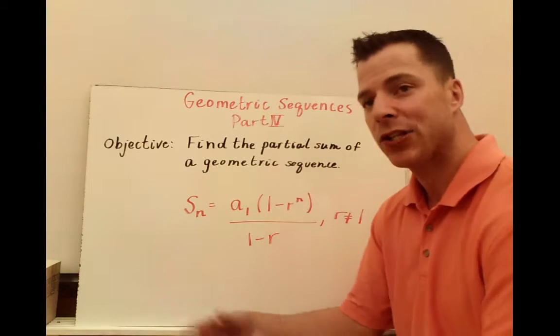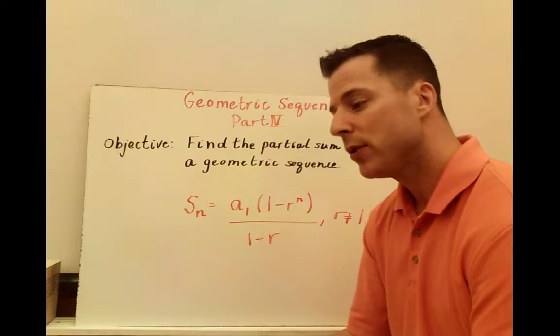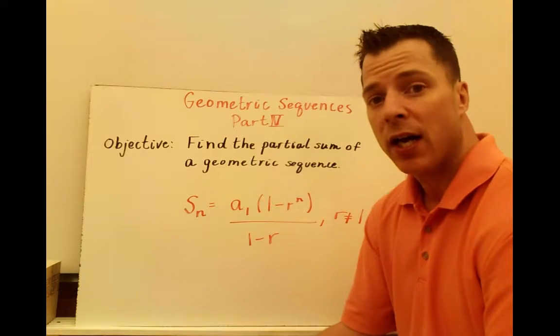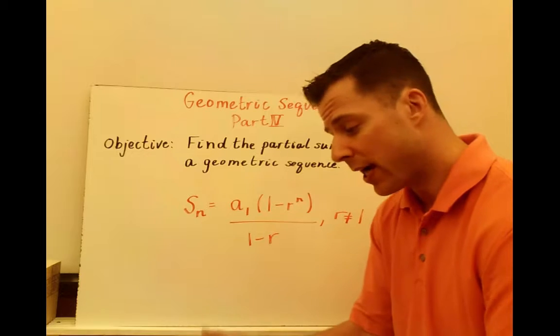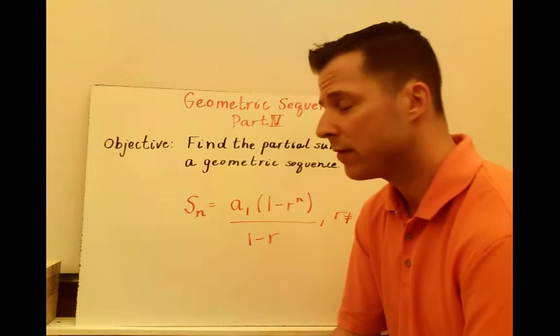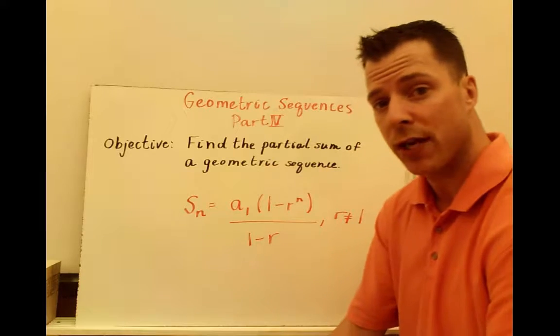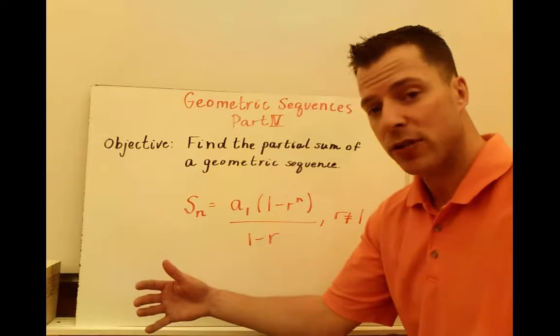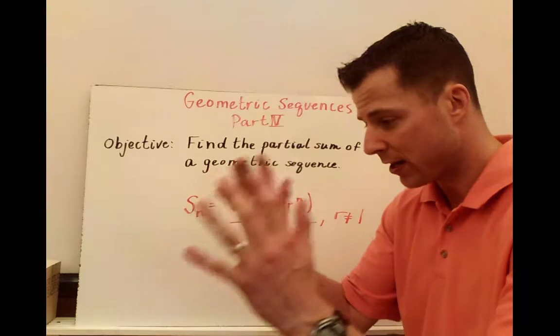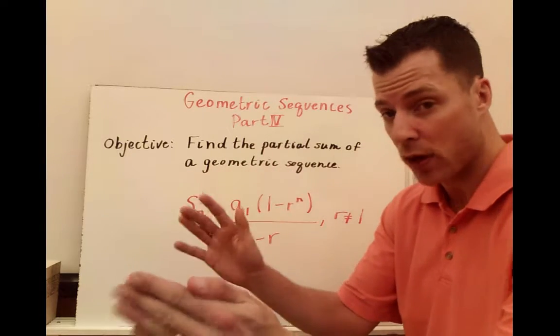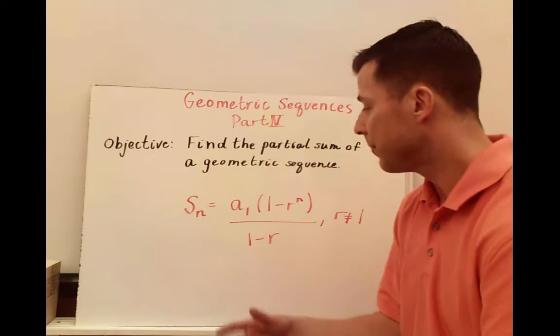Now when you start adding terms to a sequence, it becomes a series if you start adding specific terms, and we'll talk about that in later videos. But the idea here is we're just going to be able to find the partial sum. So we're going to be given a geometric sequence of numbers, and we're going to find the partial sum of maybe the first 20, the first 100.